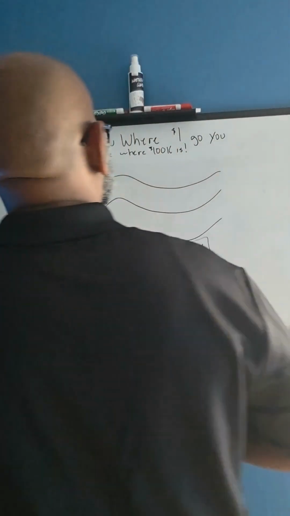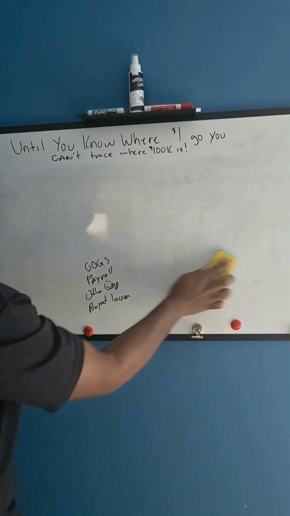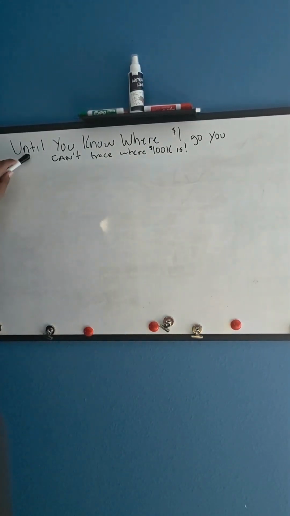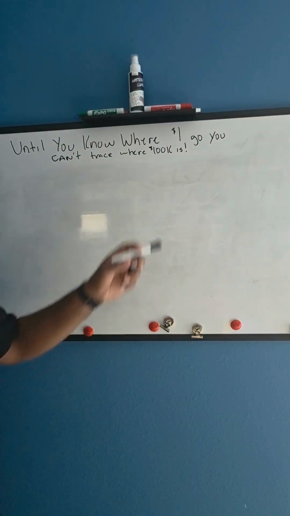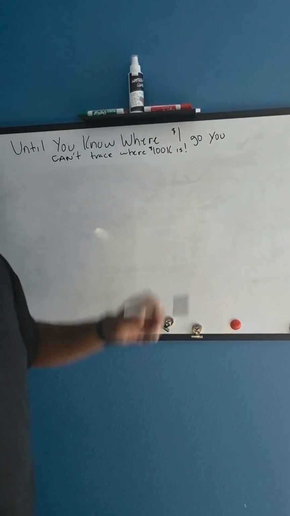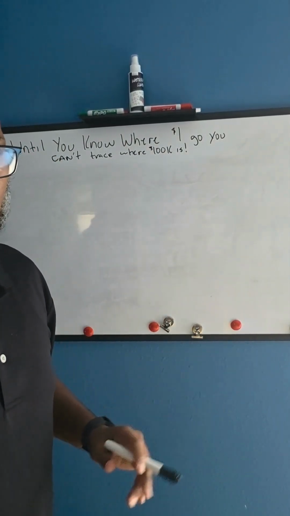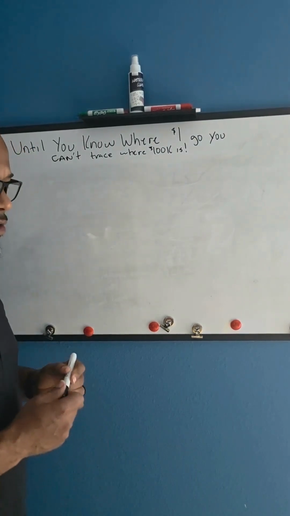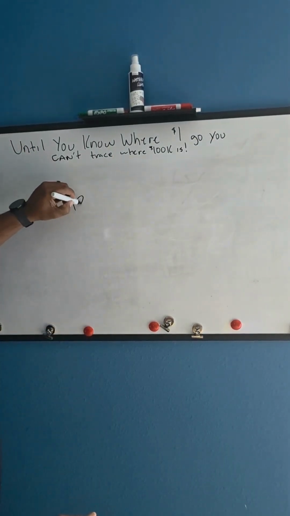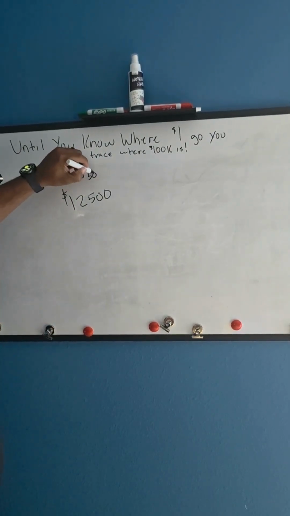Okay, so now let's wrap this up, right? So if you've read this board and caught this message across the top, it says that if you do not know where every dollar goes, there's no way you're going to be able to trace where $100,000 goes. Period. Hands down. Right?